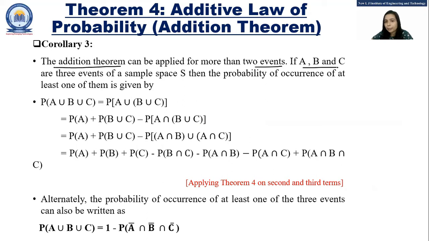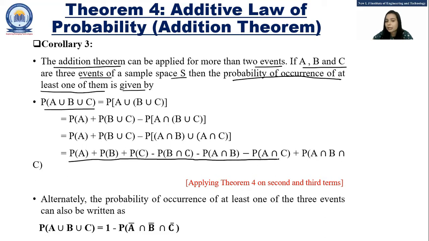So if A, B and C are three events of the sample space S, then the probability of occurrence of at least one of them is given by P of A union B union C is equal to P of A plus P of B plus P of C minus P of B intersect C minus P of A intersect B minus P of A intersect C plus P of A intersect B intersect C.